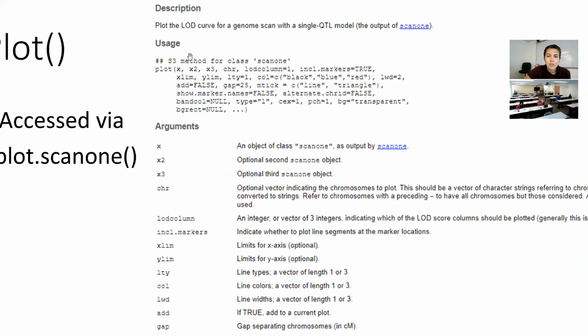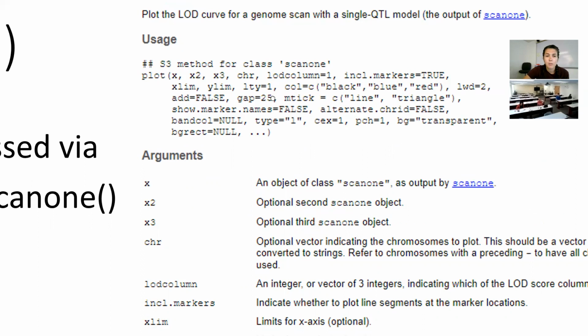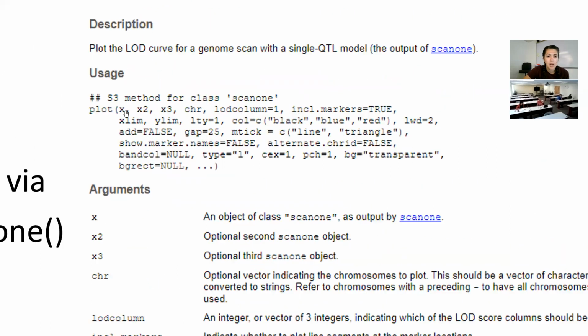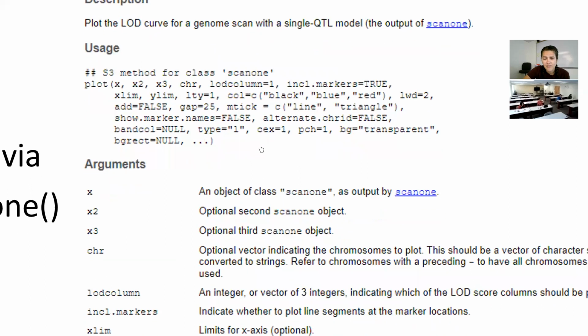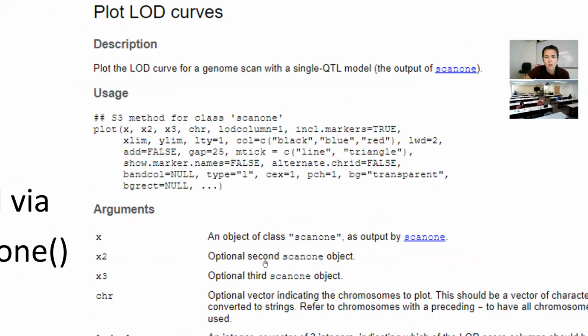And like I said before, there's a number of different parameters that you can set. You can plot up to 3 different scan1 objects. For instance, if you had 3 years of data on a single trait, you could layer those on top of each other with the different lines in a single plot. Again, you can define the chromosome. You can define the LOD column if there's more than one. You can include the markers, which I talked about. You can set X limits for the centimorgan limits. You can also set Y limits for the LOD score limits.